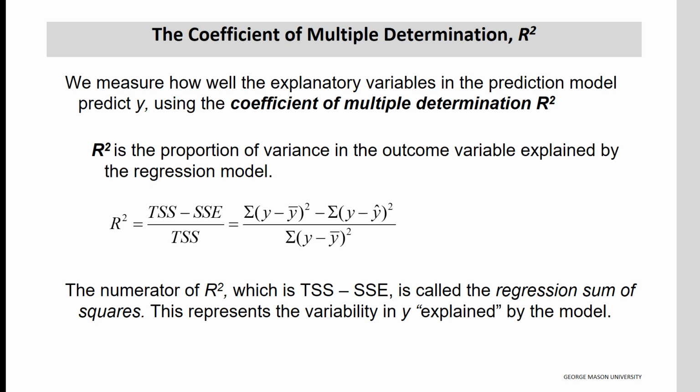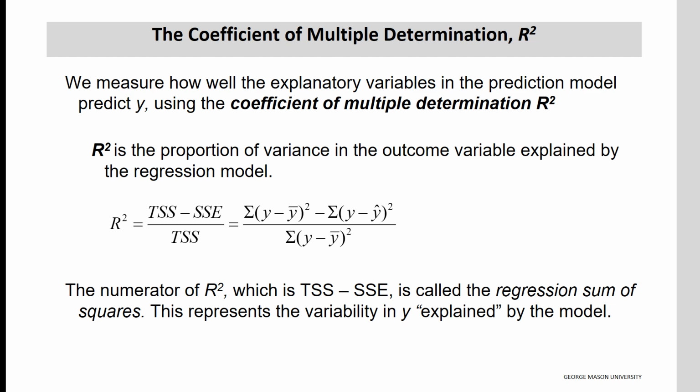Let's take a look at the coefficient of multiple determination in multiple linear regression. Again, just like in simple linear regression, R squared, which we call the coefficient of multiple determination here, is the proportion of variance in the outcome variable explained by the regression model. And it's computed by simply subtracting the SSE, the sum of squared errors, from the total sum of squares, divided by the total sum of squares.